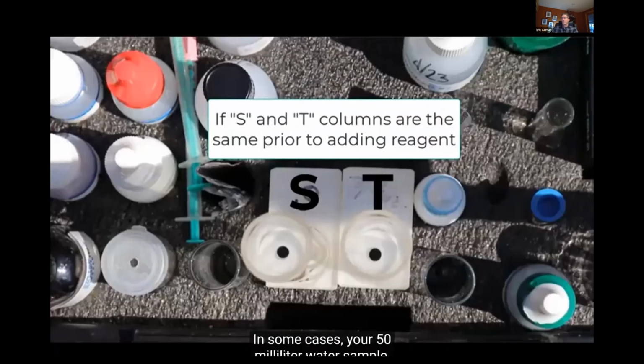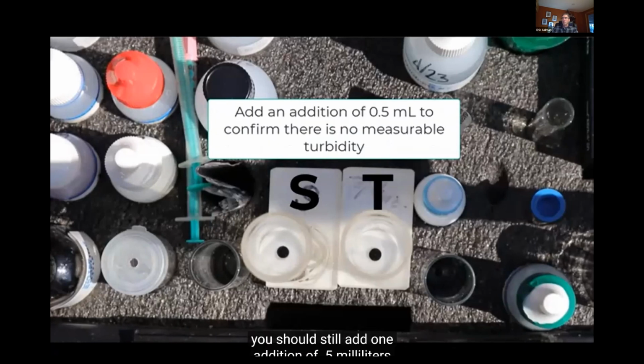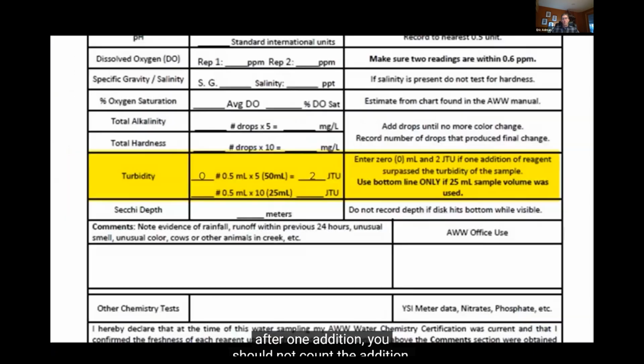In some cases, your 50 milliliter water sample might be so clear that the dots at the bottom of the T and S columns are equal before adding the standard turbidity reagent. In this case, you should still add one addition of 0.5 milliliters to confirm that this is the case. If the T column is fuzzier than the sample after one addition, you should not count the addition.